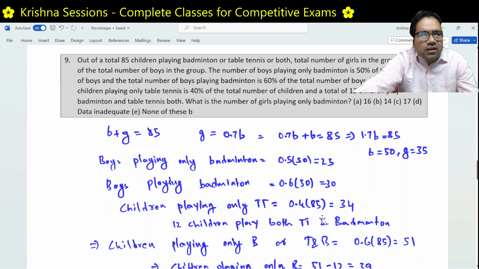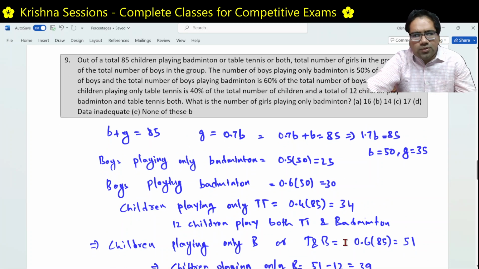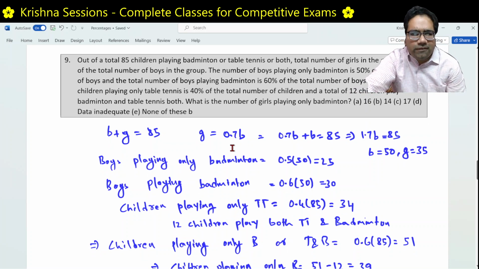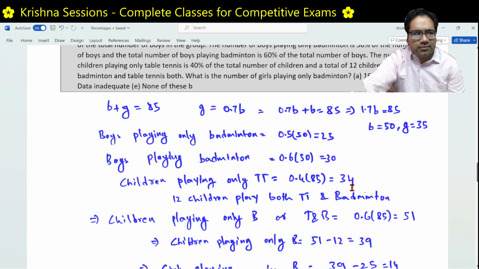Right. And it says that a total of 12 children play badminton and table tennis both. So of 85, 34 are playing only TT and 12 are playing TT and badminton.